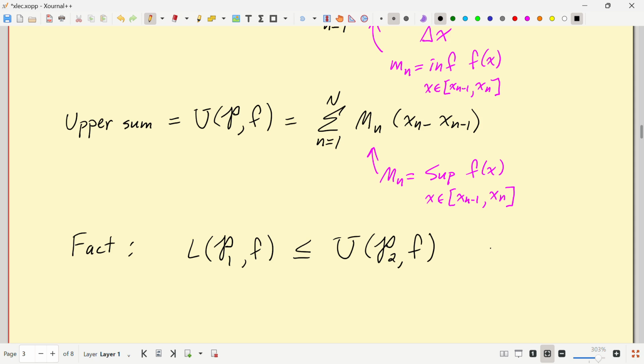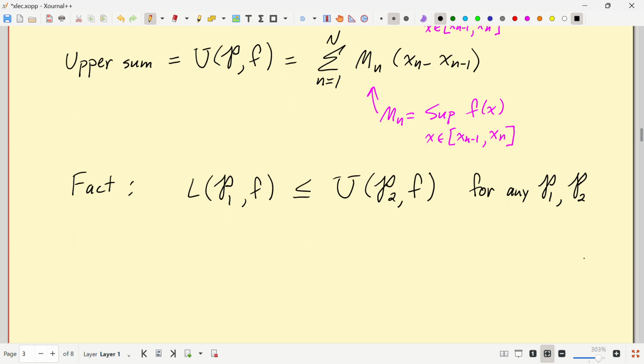So for any partitions P1 and P2, that turns out to be relatively easy to see. And therefore, if we pick a partition on the right, P2, that shows that all those lower things are bounded from above. And picking a partition P1 shows all the things on the right are bounded from below.